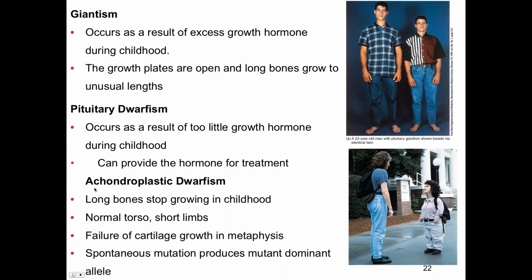This other kind is achondroplastic dwarfism. What's happening here is that the long bones stop growing in childhood. In this type of dwarf, the torso remains normal, but the limbs are short. So we would say it's an abnormally proportioned person. Chondro means cartilage, and we're going to talk about this. The cartilage isn't growing in the metaphysis, and that will be apparent when I talk about this. This is a genetic mutation. Pituitary dwarfism could happen for other reasons, but this is a genetic mutation.